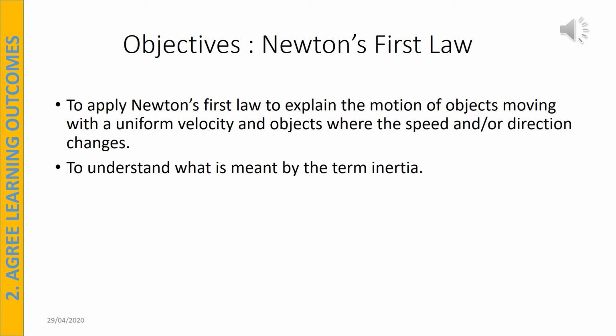We have 2 objectives for today's lesson. The first is to be able to apply Newton's first law to explain the motion of objects moving with a uniform velocity and objects where the speed and/or direction changes. The second objective is to understand what is meant by the term inertia.